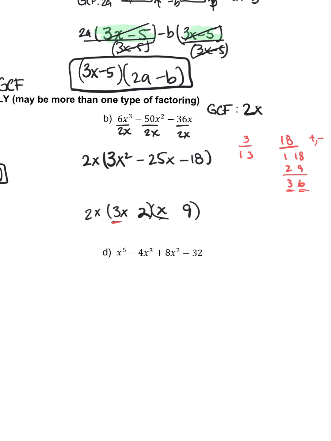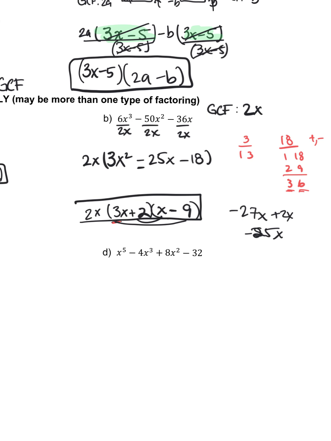Okay? So now I'm looking for a negative 25, so I'm going to put the negative sign in front of the 9, and I'll put a positive and see if that works. So when I multiply 3 times 9, I get a negative 27x. When I multiply 2 times x, I get a positive 2x. Add together, give me negative 25x. So we know this is our solution.